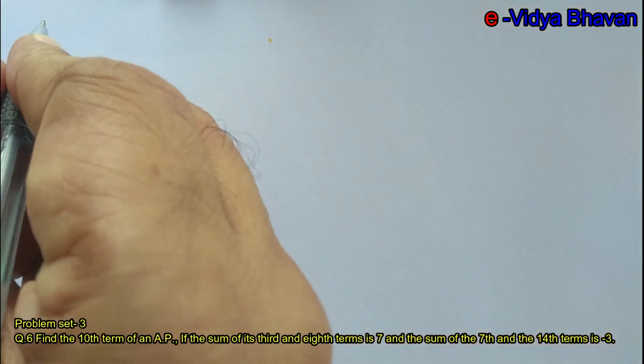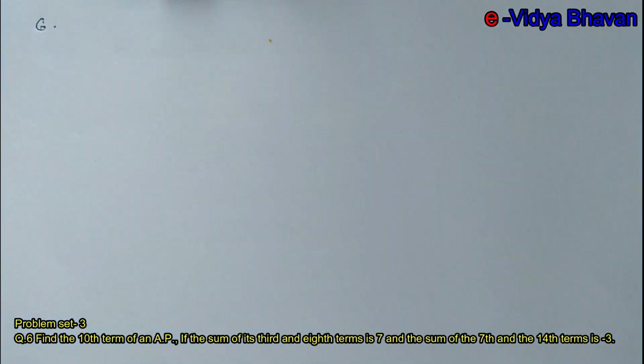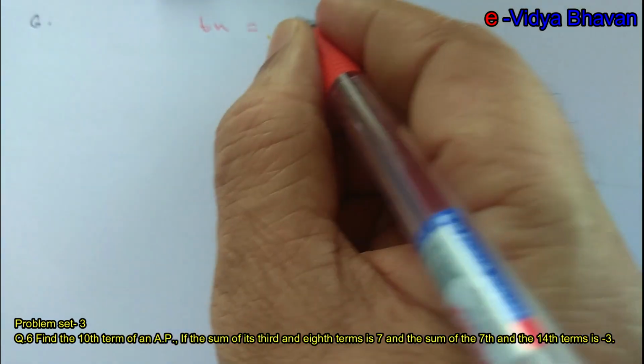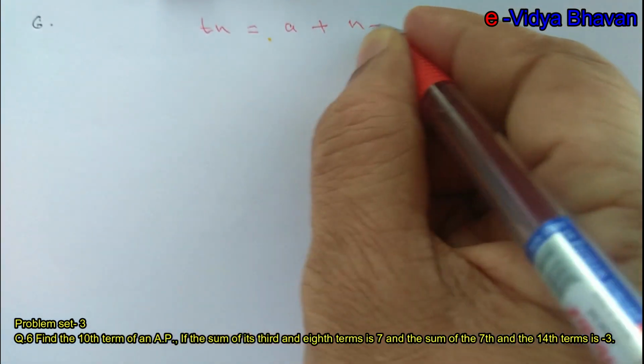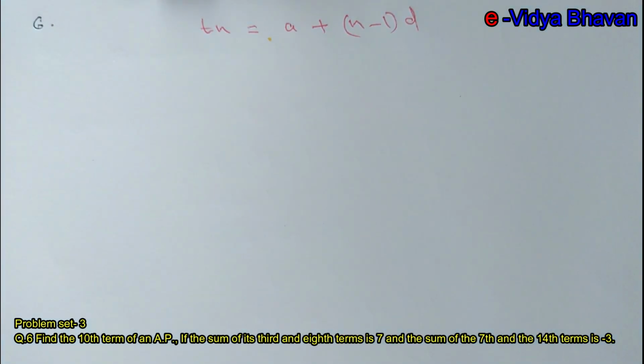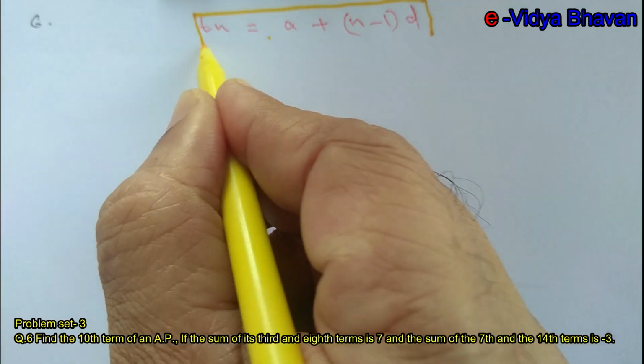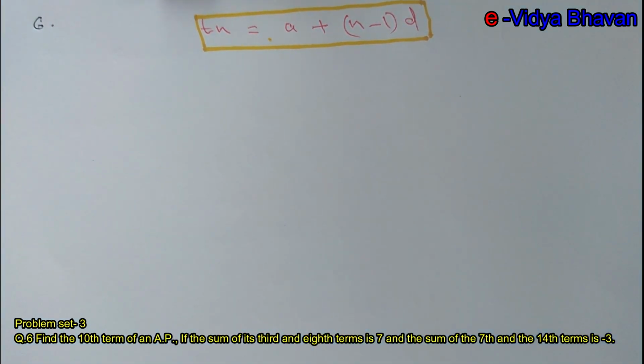Question number 6. Find the 10th term of an AP. Condition is given, the sum of its third term and 8th term is 7. One more condition is given, the sum of its 7th term and 14th term is minus 3. So first we'll write down the formula of the nth term. Tn is equal to a plus n minus 1 d. Now condition 1.